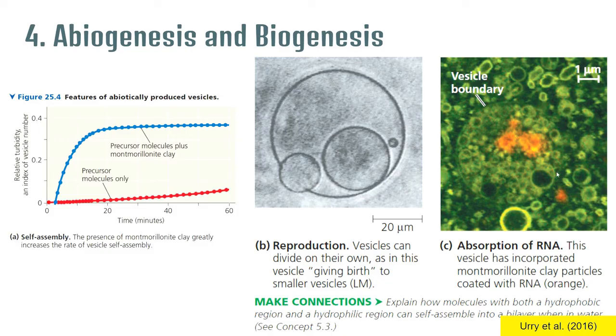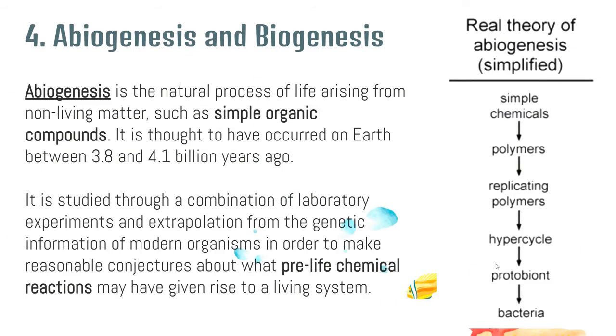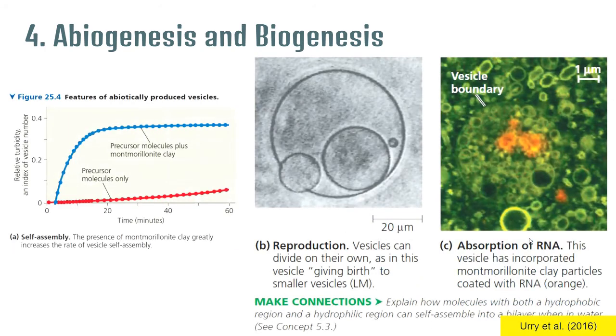So how did scientists know that they were able to absorb RNA? They actually coated RNA in this orange pigment, okay? And they were able to see that the RNA used to be floating around, and then the vesicles were able to absorb that RNA and keep it inside their boundaries. So possibly we are looking now at how those protobionts were formed, and how those protobionts eventually evolved and became our first bacteria.